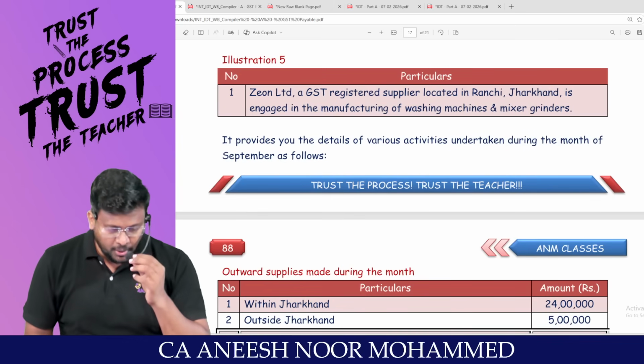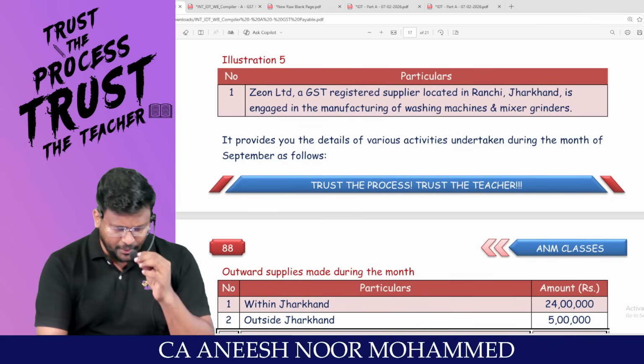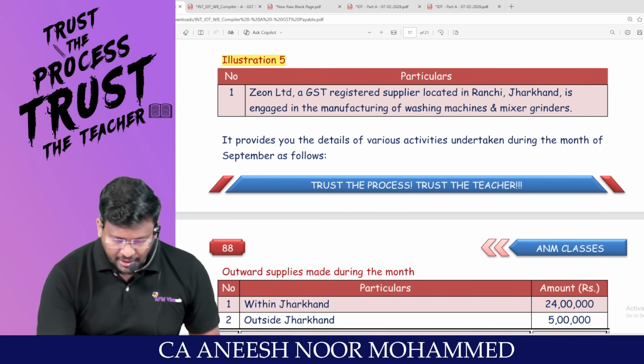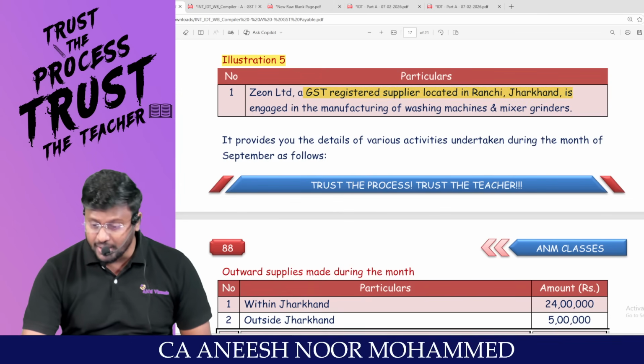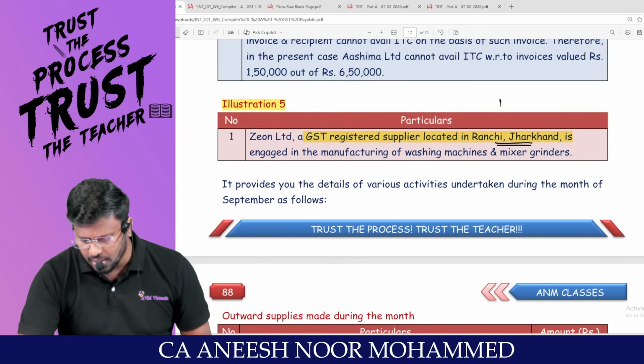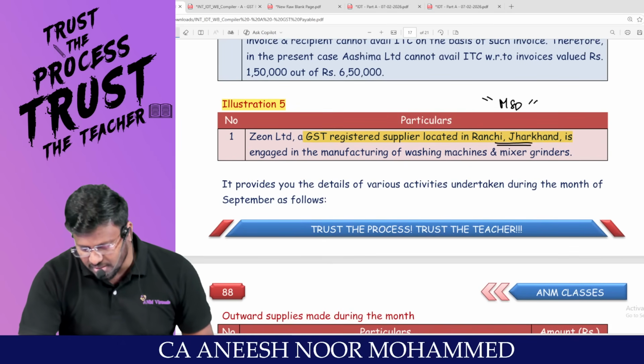Yes, sir. I hope that you would have done question number 4 and I'm moving into the last question in this slot. Very easy question. Zion Limited, a GST registered supplier located in Ranchi, Jharkhand. What is the speciality of Ranchi, Jharkhand? Mahendra Singh Dhoni's place. Right, sir.